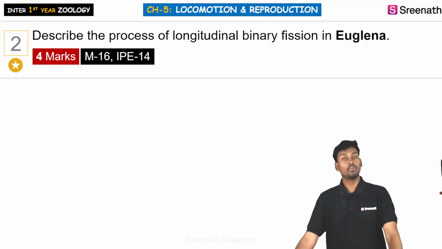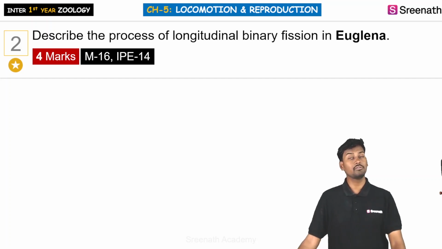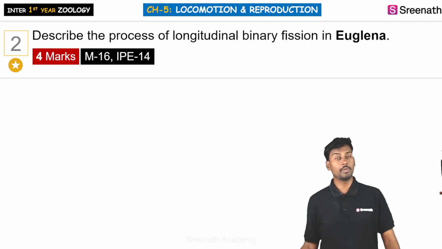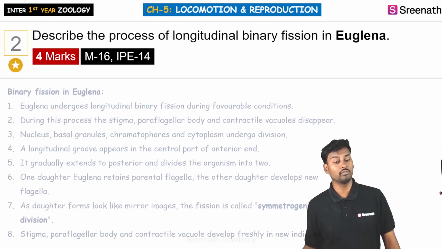సో సెకండ్ క్వశ్చన్ వచ్చేసి, describe the process of longitudinal binary fission in case of Euglena. సో ఇంతకుముందు మాట్లాడుకున్నంత మనం ట్రాన్స్వర్స్ బైనరీ ఫిషన్, ఇప్పుడు లాంగిట్యూడినల్ బైనరీ ఫిషన్ ఇన్ యుగ్లినా గురించి అనమాట. అడ్డంగా మనకి ఏ విధంగా ఒక మెచ్యూర్ యుగ్లినా కాస్త మనకు రెండుగా డివైడ్ అవుతుంది అనేది చూడొచ్చు.